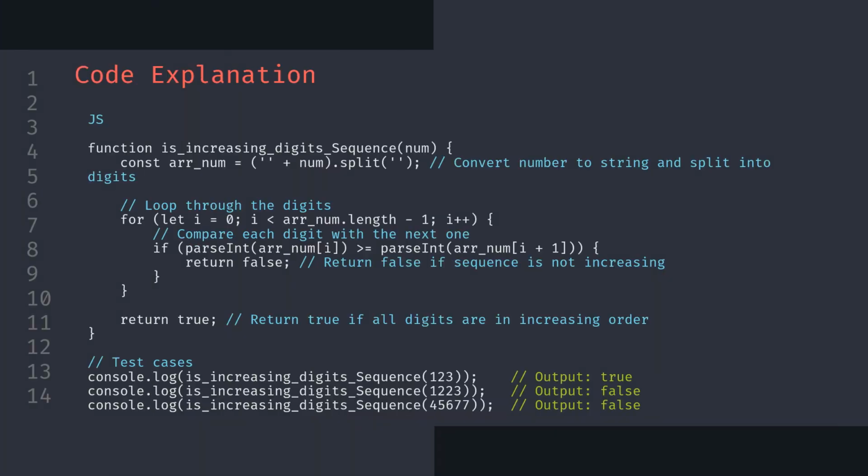This program converts the number into a string and splits it into an array of digits. It then iterates through the digits, comparing each with the next to ensure it's smaller. If any digit is not less than the next, it returns false. Otherwise, it returns true.